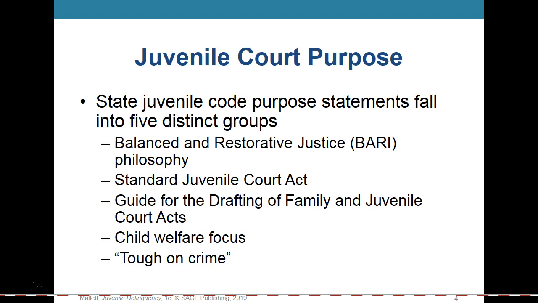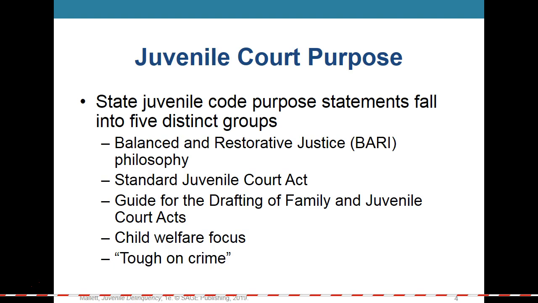The Office of Juvenile Justice and Delinquency Prevention in 2013 revised the Standard Juvenile Court Act. It also included the Guide for Drafting Family and Juvenile Court Acts, which is concerned with the care and protection of children's mental and physical development, incorporates supervision and rehabilitation, removes a child from their home only when necessary to the child or public safety, and guarantees their constitutional rights. The guide is really concerned with their mental and behavioral well-being.